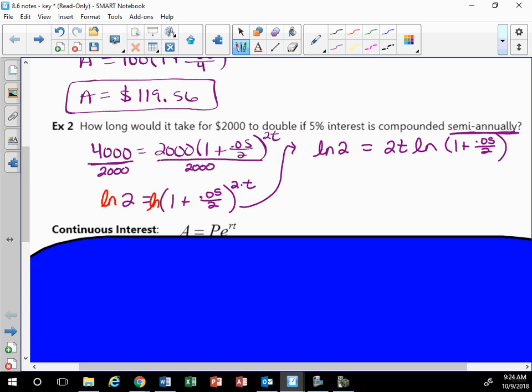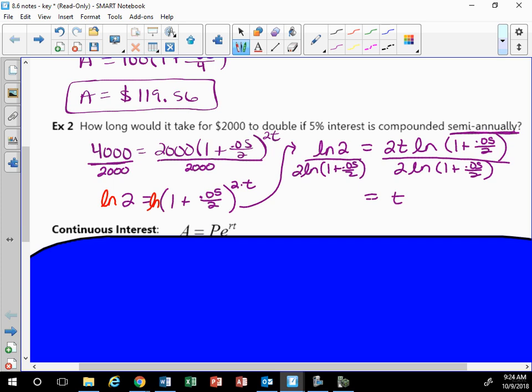All right, stop for a minute. What variable am I looking for here? T. So over on the right, I need to get rid of the 2 and the natural log of all of that stuff. How do you think I'm going to get rid of those? You can divide it all at once. You're going to divide both sides of your equation by 2 natural log of 1 plus 0.05 over 2. Okay, that leaves you with just a t on the right side.